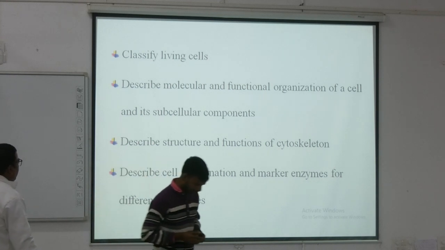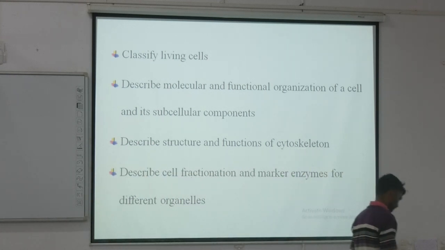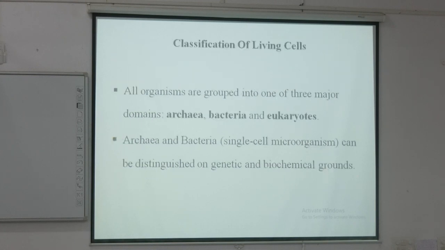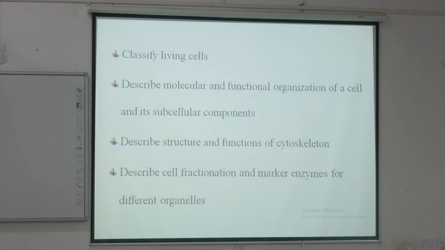What we discussed: classification of living cells, molecular and functional organization of the cell, and structure and function of the cytoskeleton. Cytoskeleton means how the cell's structure is formed and what kinds of proteins, microfilaments, and microfibrils are present to make the structure more stable. And describe the cell fractions and marker enzymes for different organelles.